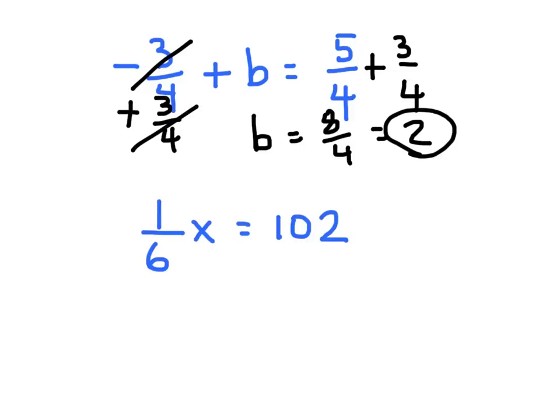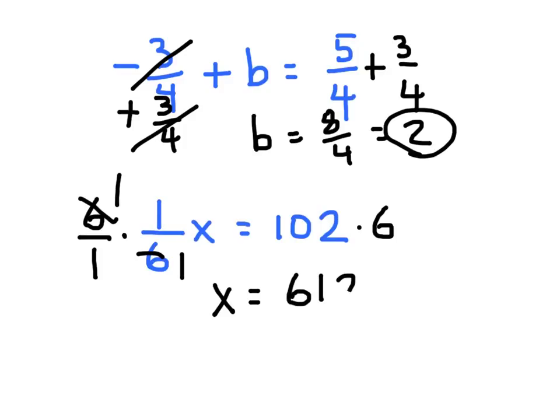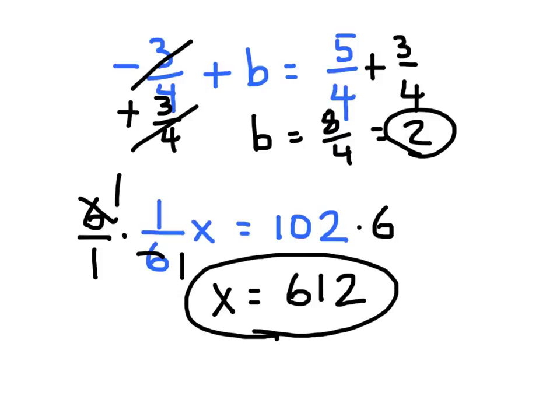All right, our last one, x is being multiplied by 1/6. So let's undo it by doing the opposite: let's multiply by the reciprocal, like we did on the previous page. Let's multiply by 6/1, because that will cancel out the 6's. And then over here I can multiply by 6/1, or just 6. And I'll get x equals 102 times 6, which is 612. And again, you can check it. 612 divided by 6 does equal 102.